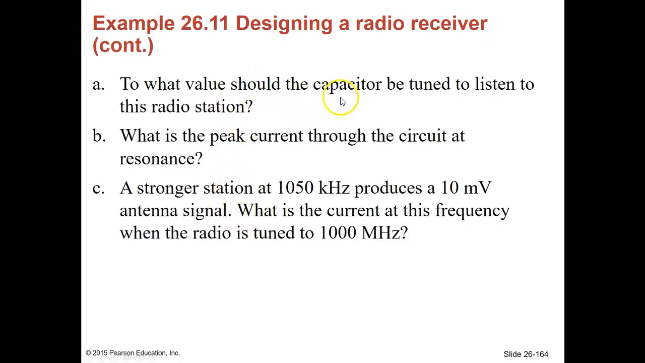They want to know to what value the capacitor should be tuned to listen to the radio station. In old radios, you used to actually turn a dial, and when you did that, you were changing the capacitance of a capacitor. It was kind of a cool thing. Now everything's digital, so it works a little bit differently. But the same thing happens when you press the seek button and it goes through: it changes the capacitance in the radio, but it does it automatically, which is really nice.